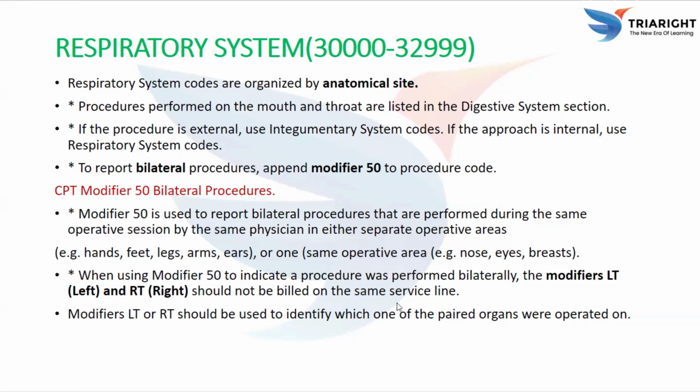So when do you use LT or RT instead of modifier 50? You use LT or RT when only one side is treated, or when the payer requires site-specific reporting. For example, a lung biopsy is done on the right lung only. You assign the CPT code plus the RT modifier instead of the 50 modifier. Same operative area versus a separate operative area: modifier 50 applies when procedures are done on paired organs in separate areas, for example hands, feet and lungs, or in the same operative area, nose, eyes and breast. Same code, same day, two sides: you have to think of modifier 50.